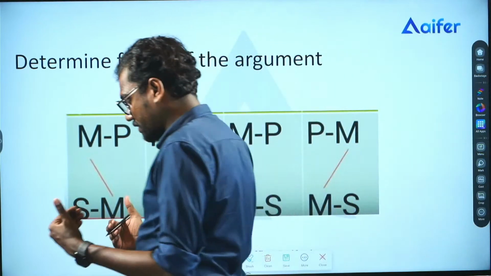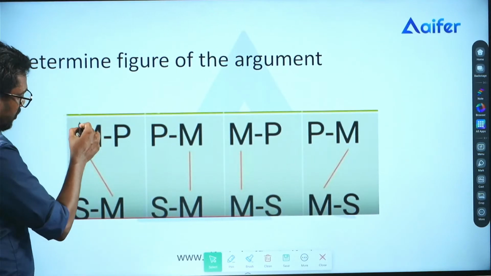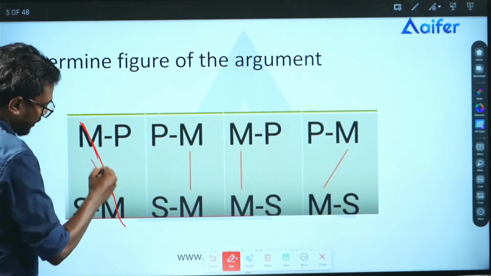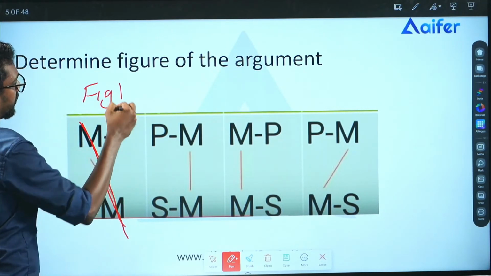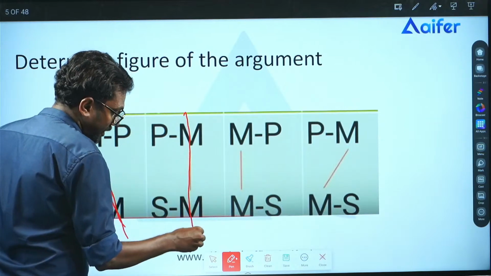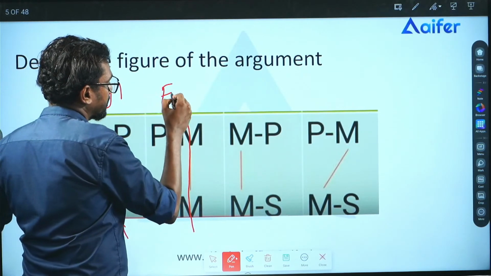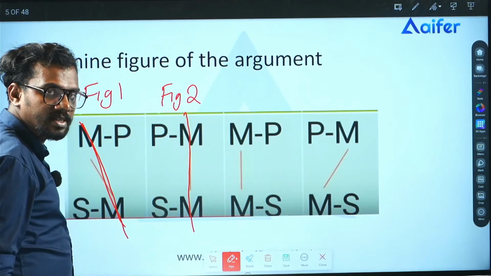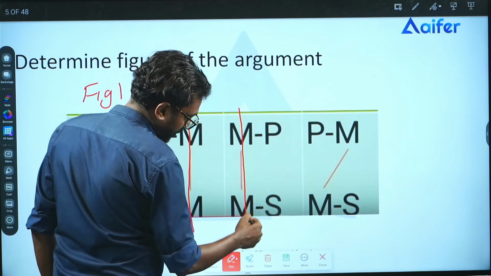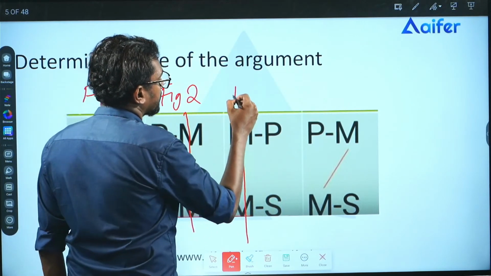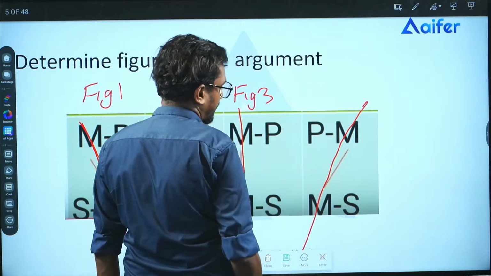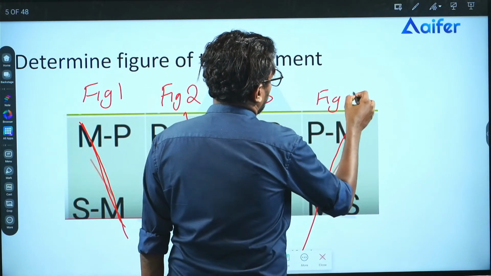In some cases, the middle term, that's the common term, may be the subject of the first and the predicate of the second. In such cases, we say it is figure 1. In some cases, the middle term may be the predicate of the first and the predicate of the second. In such cases, we have figure 2. In certain cases, the middle term will be the subject of the first premise and the subject of the second premise. We have it as figure 3. In certain cases, we will have the middle term as the predicate of the first and the subject of the second, giving figure 4.